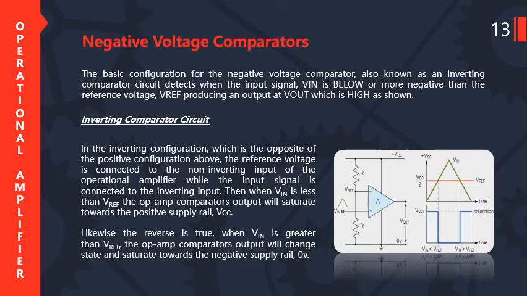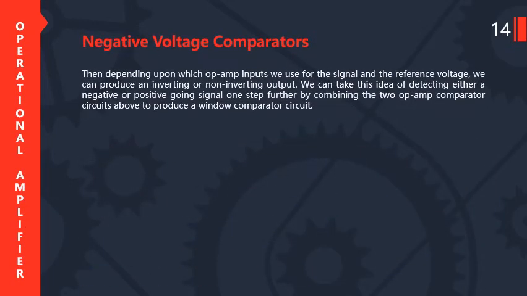When Vin is greater than V reference, the operational amplifier comparator's output will change state and saturate towards the negative supply rail, 0 volt. This is shown in the figure. Now then, depending upon which operational amplifier input we use for the signal and the reference voltage, we can produce an inverting or non-inverting output.